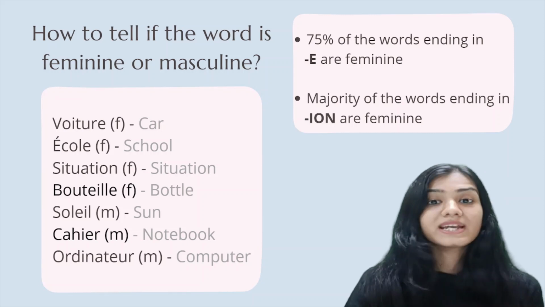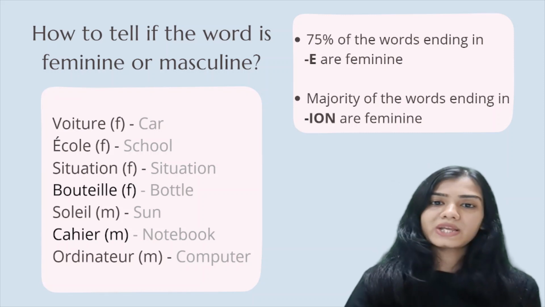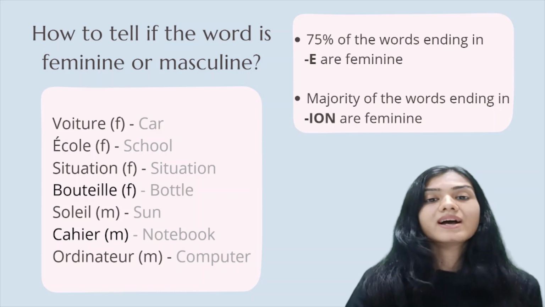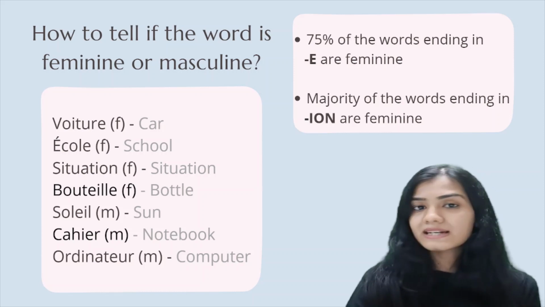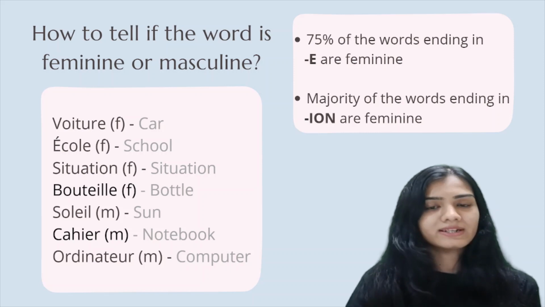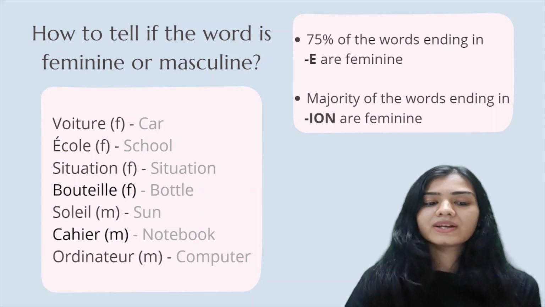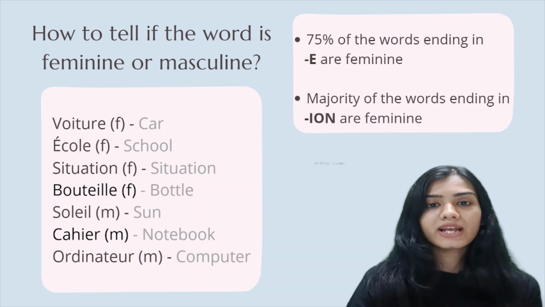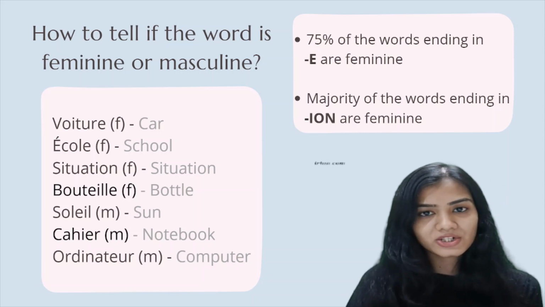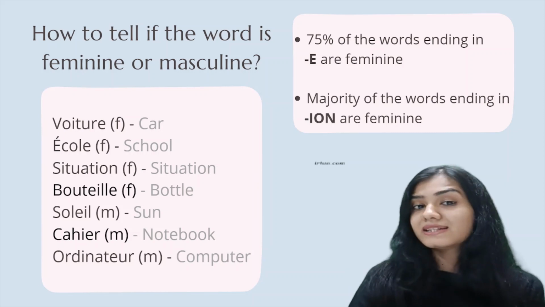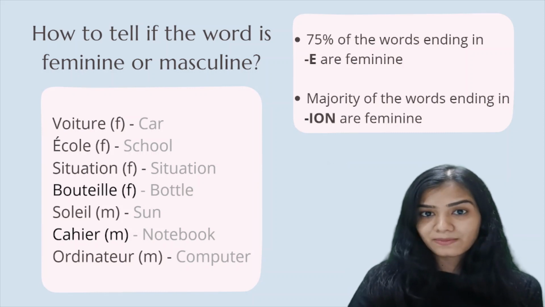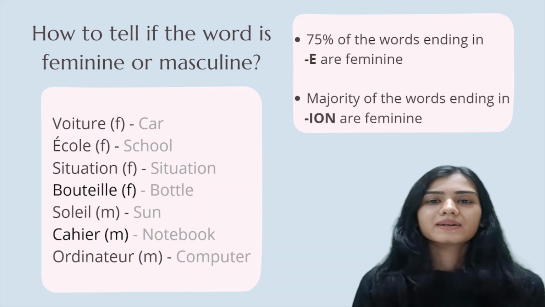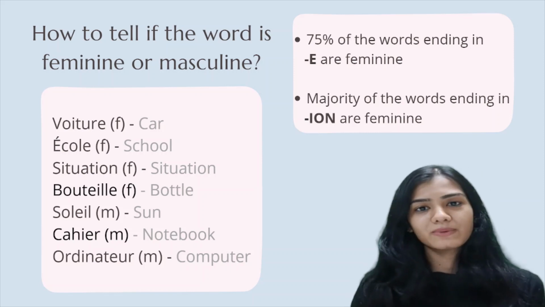Soleil, it's neither ending in E nor ION, thus it's going to come under masculine gender. Cahier, neither ending in E nor ION, masculine in gender. Ordinateur, neither ending in E nor ION, thus masculine in gender. But this does not mean that there are no exceptions. Of course, there is a long list of exceptions as well. But you'll keep learning that with time.